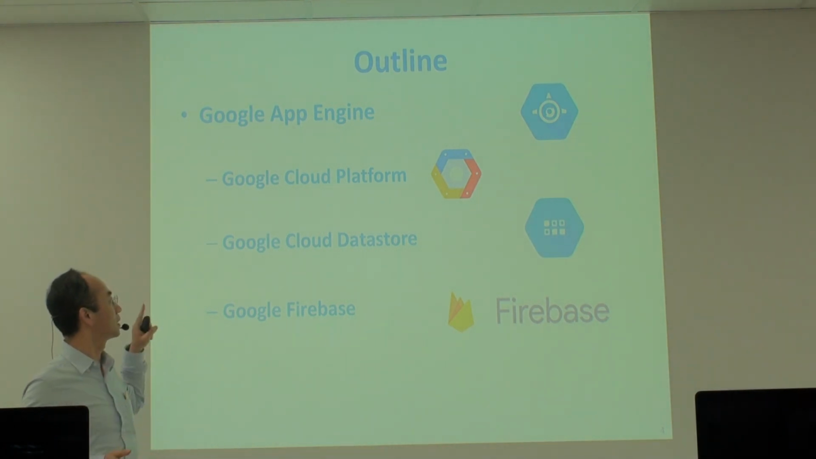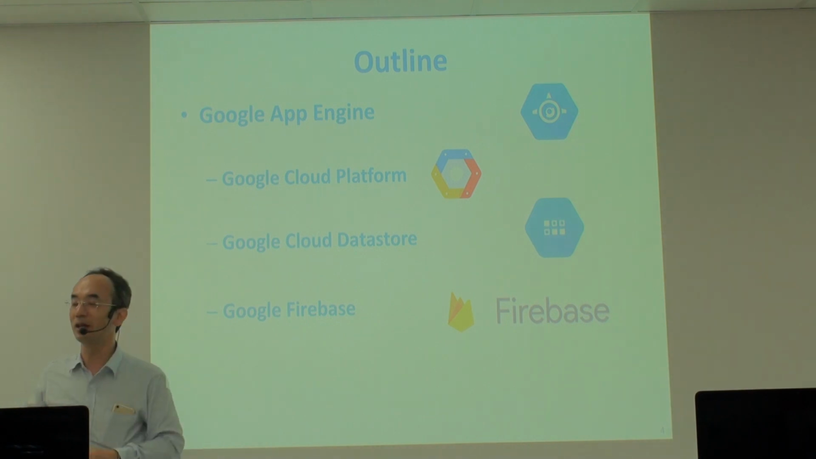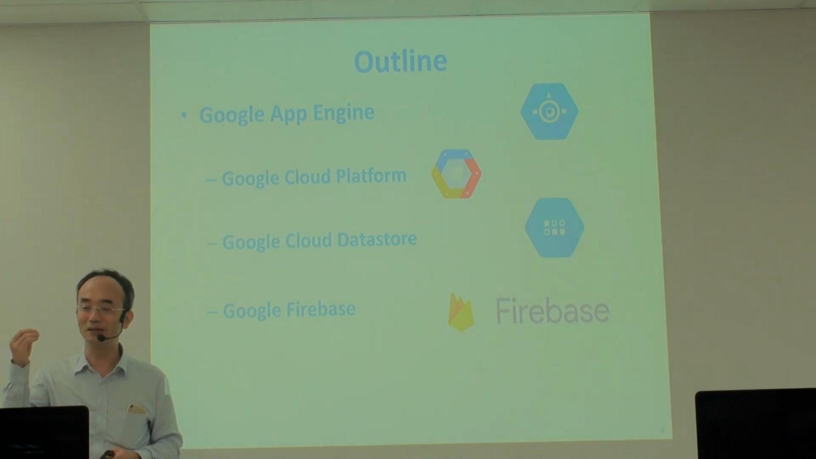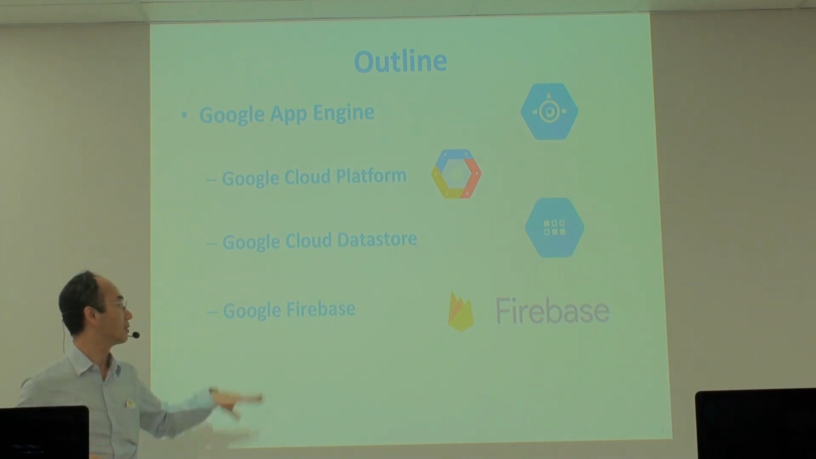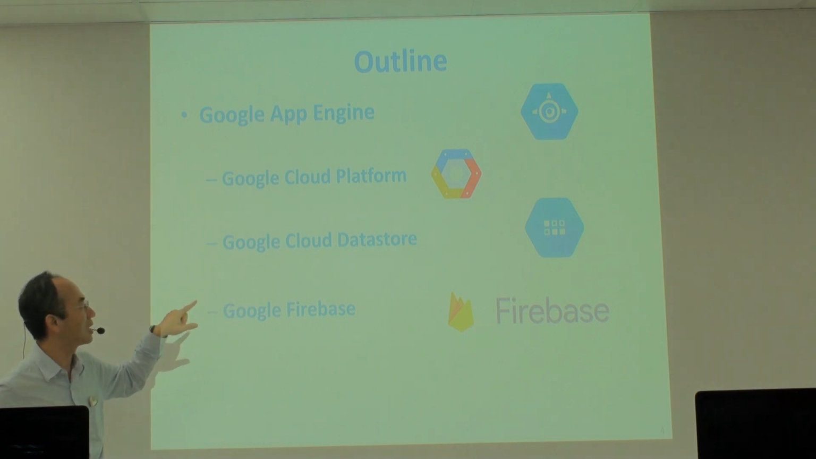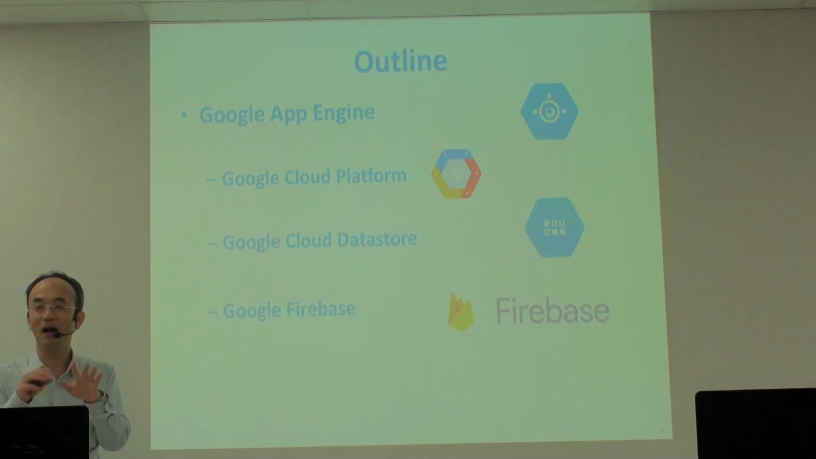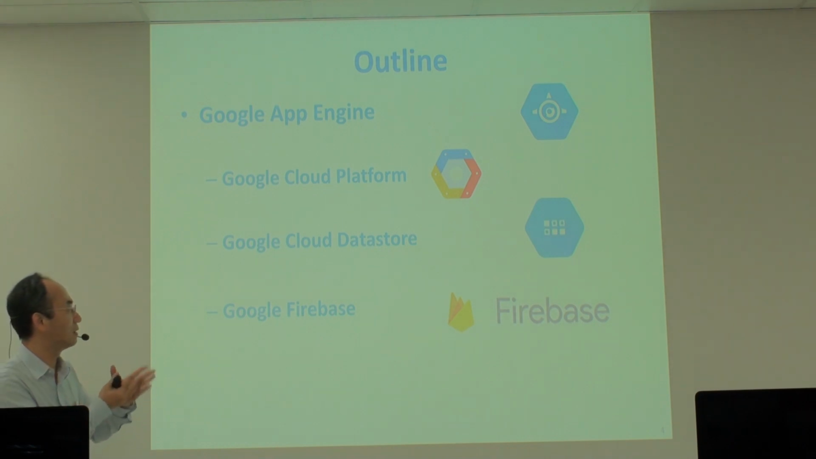Second is Google Cloud Datastore. That is the main database or data store where you can save all your app users' data in the cloud. So that is Google Cloud Datastore. It's like a hard disk. It's like data you can store.